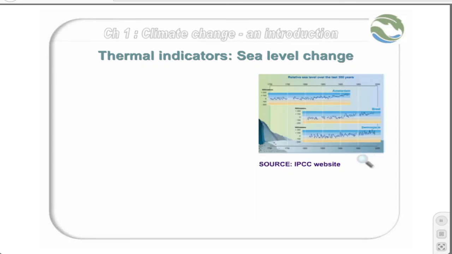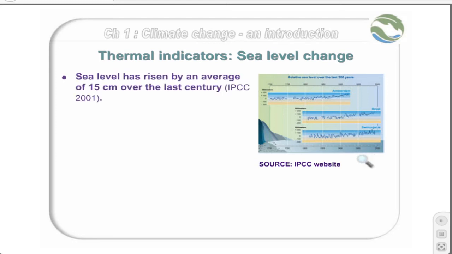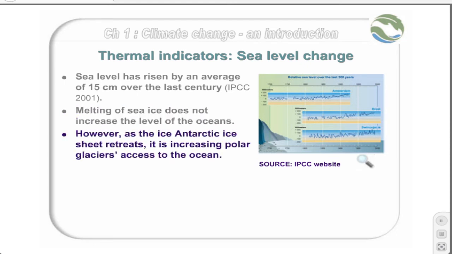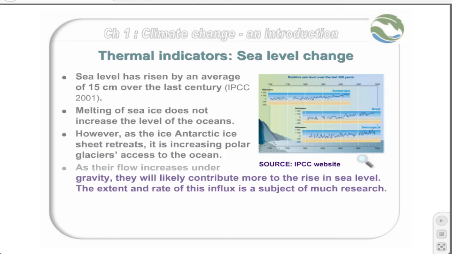Sea level rise is of particular concern to low-lying countries, or those countries like Bangladesh that have broad, flat floodplains. The global sea level has, on average, risen by 15 centimeters over the last century. Whilst the melting of sea ice does not itself increase the level of the oceans, as the Antarctic ice sheet retreats, it is increasing polar glaciers' access to the ocean. As their flow increases under gravity, they will likely contribute more to the rise in sea level. The extent and rate of this influx is a subject of much research.